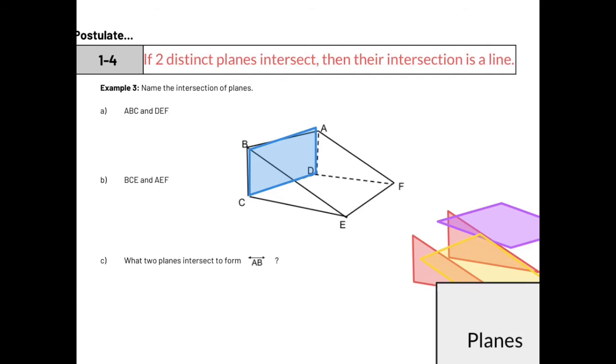And then DEF, finding those points. D is at the bottom, E is also at the bottom, and so is F. So these are all three creating the plane that's the bottom of this triangular prism here. And from my shapes over here, this is going to be the purple one.